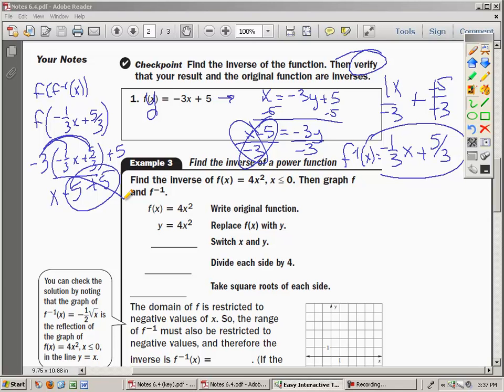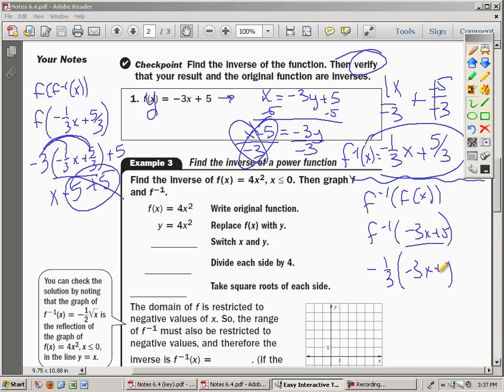All right? So let's do the other one down here. Let's take a look at f inverse of f of x. And so f inverse of the function f says negative 3x plus 5. And so we're going to take the inverse of that. So this becomes negative 1/3 times what this is, negative 3x plus 5. And then to the end of that, we have to add 5/3 because the inverse function says it's negative 1/3 times what x is plus 5/3 on the end.